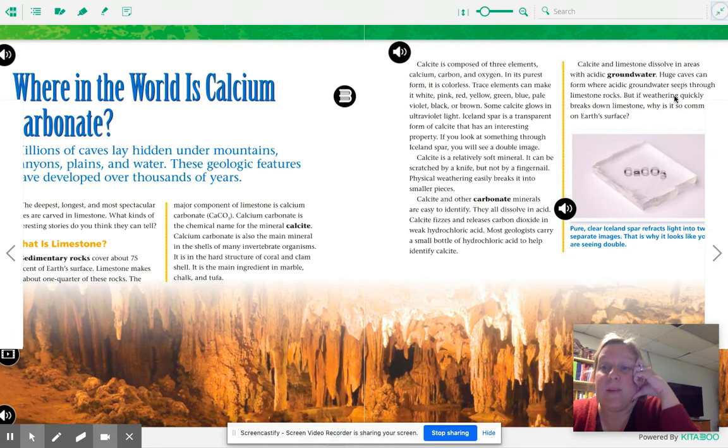Huge caves can form when acidic groundwater seeps through the limestone rock. So this water seeping through, the weathering quickly breaks down the limestone. Why is it so common on Earth's surface? That's our next part. Okay?